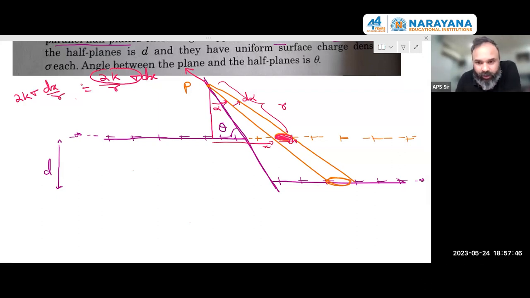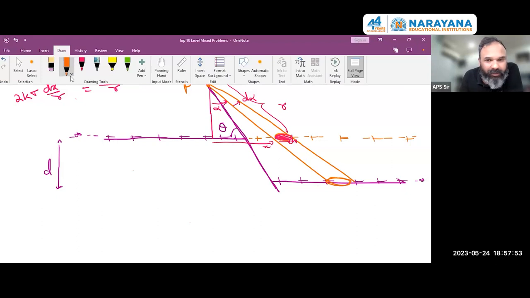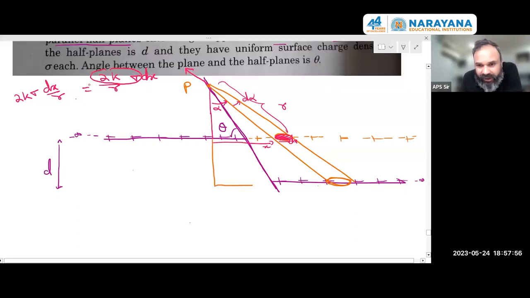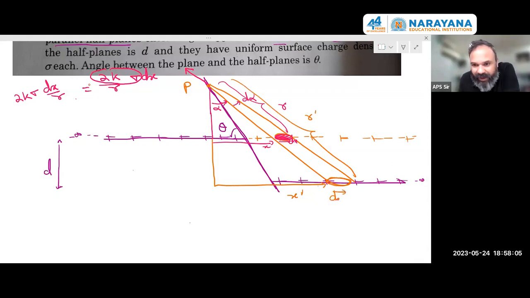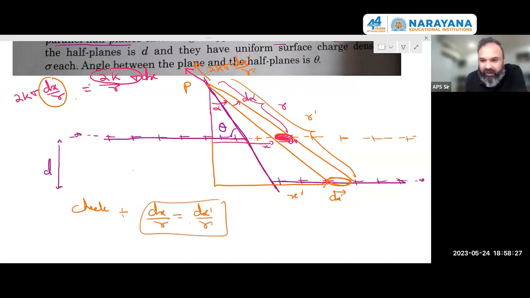Now just think, you got this dx upon r, and for the counter element, I go here and I take this guy as my x prime, this alpha d alpha is same, and take this as my r prime, and this is my dx prime. I'm making a statement. You got dx upon r, and if you start writing, because of this you'll get dx prime upon r prime. The other contribution will be 2k sigma dx prime upon r prime. Now check. Is it correct that dx upon r is dx prime upon r prime? If that is correct, then this transformation is correct, and then the answer is sigma upon 2 epsilon.